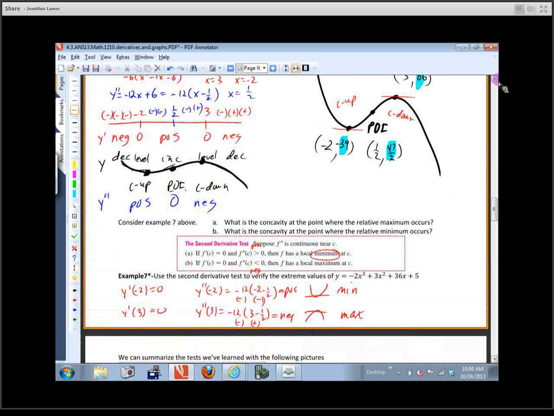So you can use the sign of the second derivative at the location of a critical value for the first derivative, where the first derivative doesn't exist or where it equals 0, to figure out whether or not you've got a max or a min.